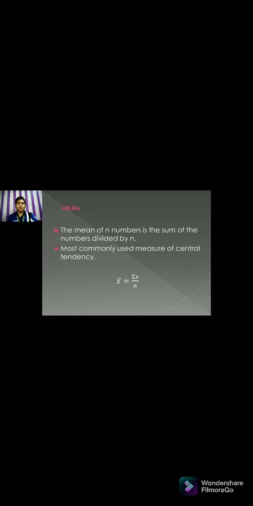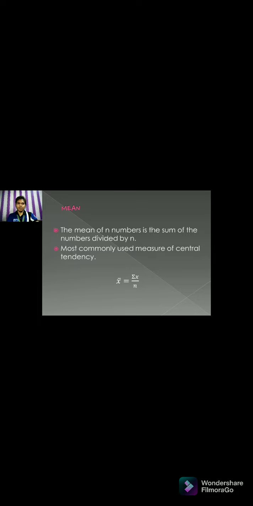Mean. The mean of n numbers is the sum of the numbers divided by n. It is the most commonly used measure of central tendency. Here is the equation to get the mean: x bar equals the summation of x over n. X bar represents the mean, summation of x is the sum of all the given data, and n is the number of data that we have.